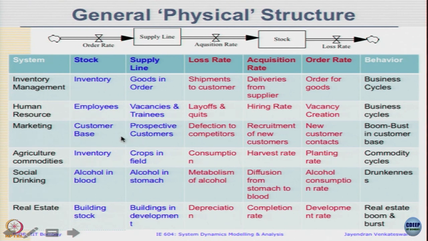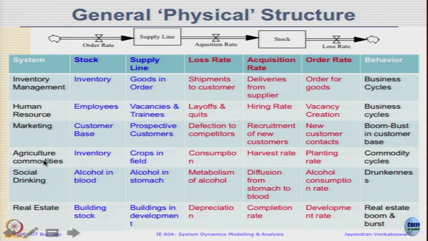Even in marketing, this is applicable, where we look at the customer base as your stock, potential customers as the supply line, and customers can defect to the competitors. Then you have to recruit new customers, and as new customers come in, that's whom you are going to work with. So that's called boom and bust in customer cycles.